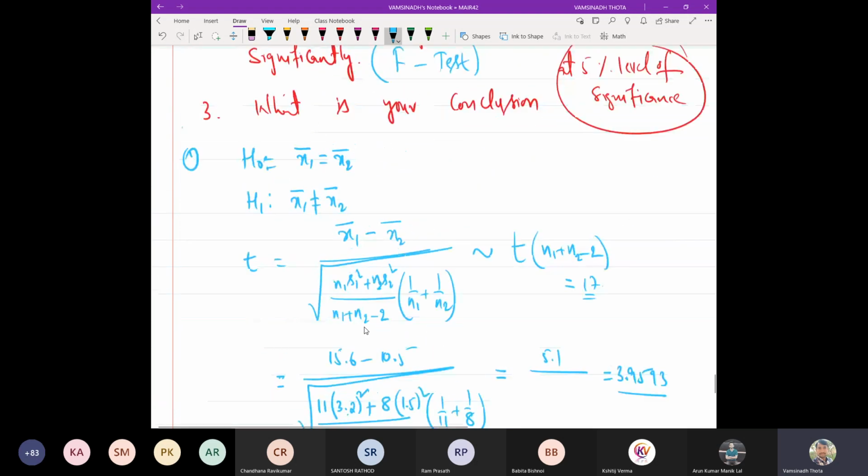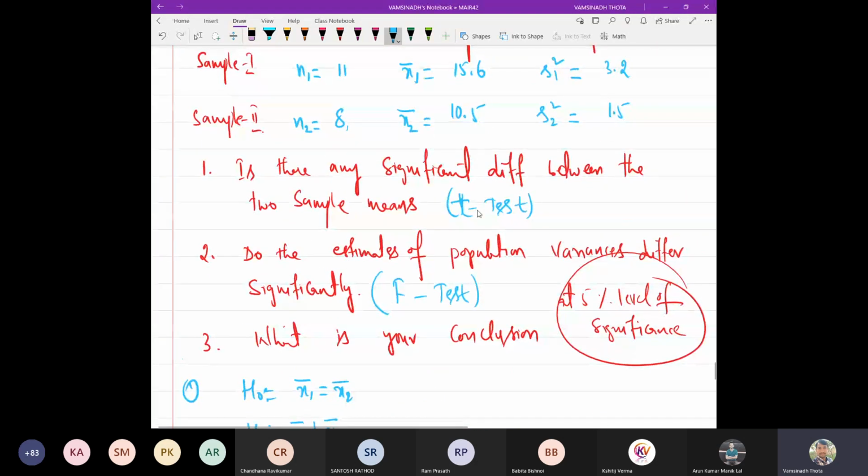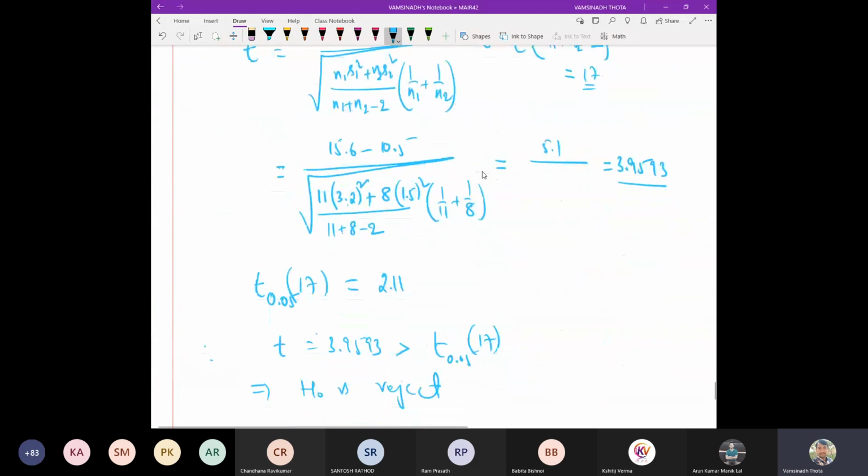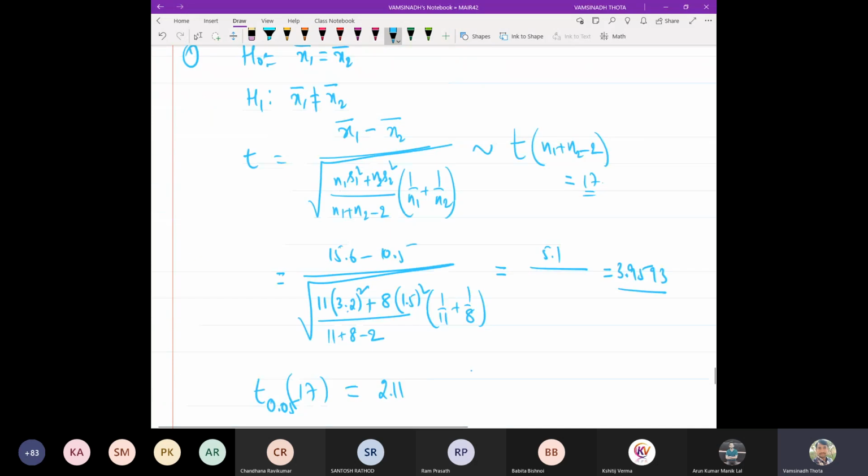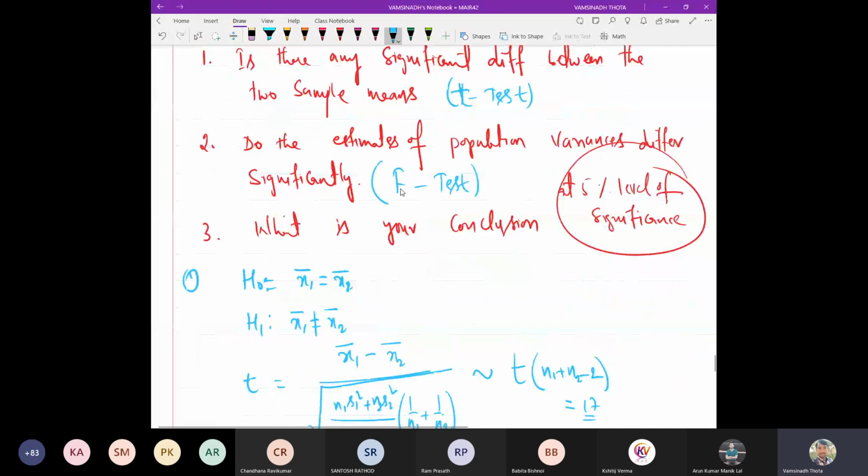Right. So now, the first question is answered. Using the t-test, we have decided that at 5% level of significance, yes, there is a significant difference between the two sample means. Now for the second question, we need to do what is called the F-test.